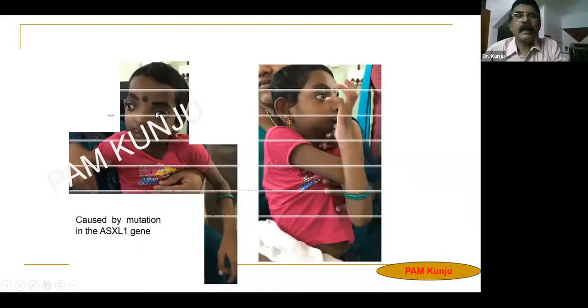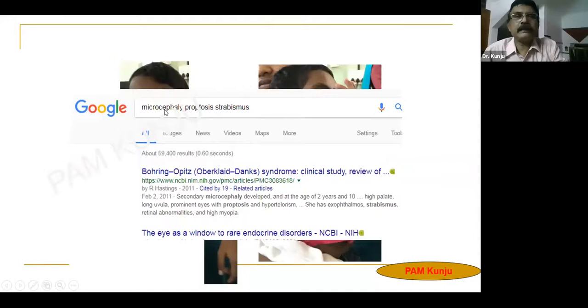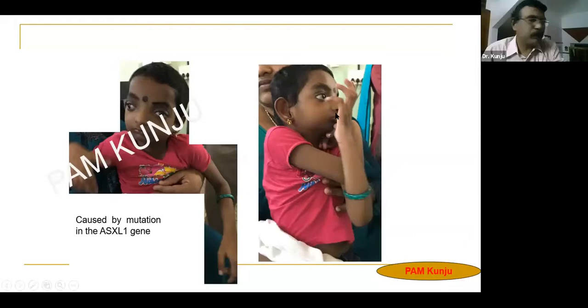And strabismus. So I put just three: microcephaly, proptosis, and strabismus. Then this was the first diagnosis I saw, that is Bowing Opitt syndrome. Then I read about it, and then re-examined the child and found this posture.